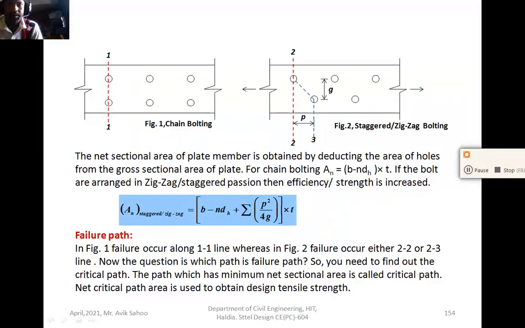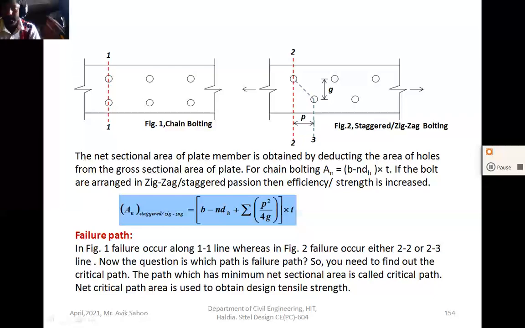Now in this slide we have seen that two types of bolting pattern have been considered. One is chain bolting, another is staggered or zigzag bolting. We compare these two types of bolting pattern, see how the failure occurs and how we calculate the net area of the plate for chain bolting and zigzag bolting, and which one is more efficient. I have already explained which pattern is efficient and why.